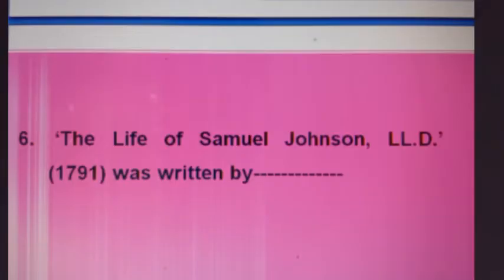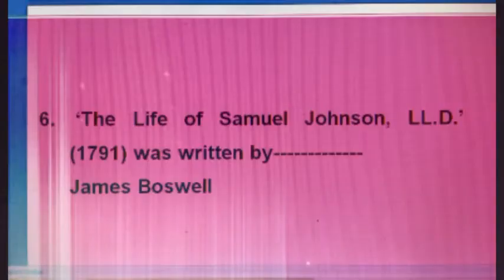Now the sixth question. The Life of Samuel Johnson, LLD, published in 1791, was written by dash. This is the official biography of Dr. Samuel Johnson. Answer, James Boswell. The Life of Samuel Johnson, LLD, 1791, was written by James Boswell.